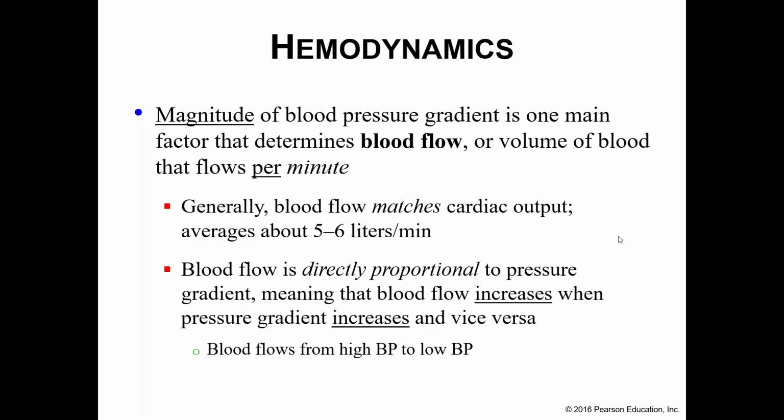We have discussed cardiac output previously. This averages between 5 and 6 liters per minute. We have also discussed how you can change your cardiac output through sympathetic or parasympathetic stimulation, things like that. So this number can change. This is just an average.